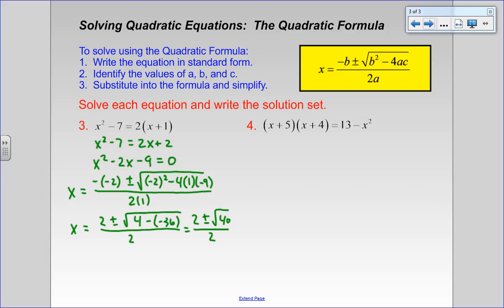Note that the square root of 40 can be simplified since there's a perfect square factor, which is 4, so we can bring that square root of 4 out of the radical and write the square root of 40 as 2 square root of 10. And now, since all terms in this expression are divisible by 2, we can factor out that 2 from the numerator and simplify with the 2 in the denominator. So our two solutions are 1 plus the square root of 10 and 1 minus the square root of 10.